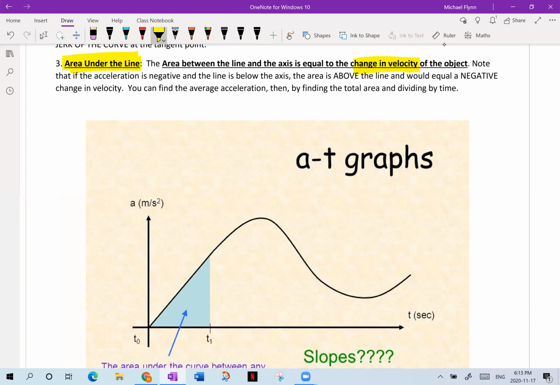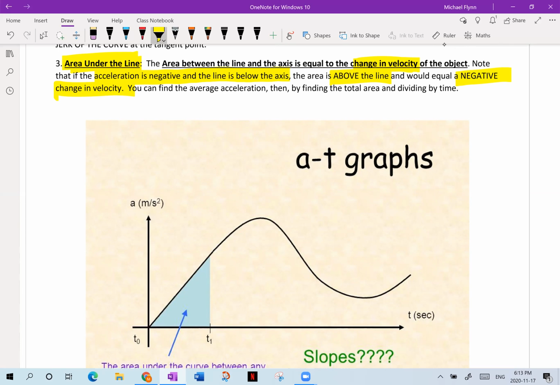the area would be below the line. And if the acceleration is negative and the line is below the axis, the area above the line would equal a negative change in velocity. Just like on a velocity time graph, if it's below the line, it's a negative change in position or negative displacement. Okay, so anyway, that's it.